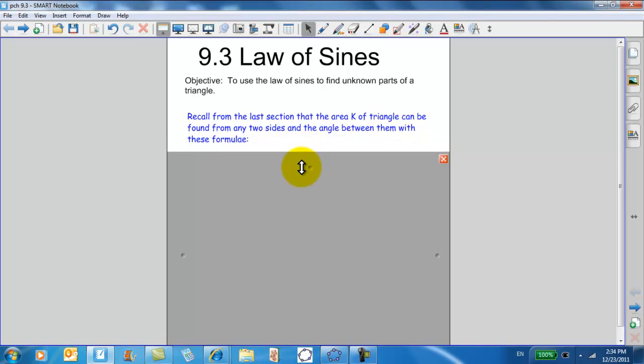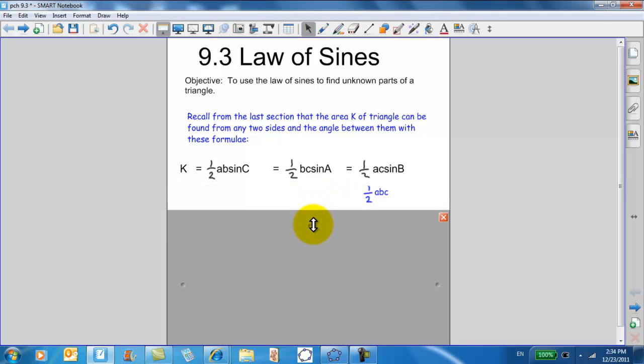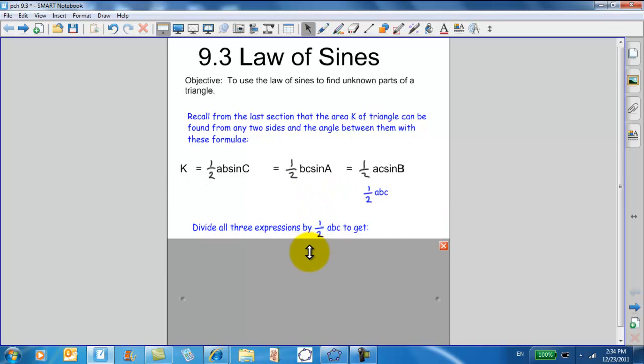We call it K, where K equals 1/2 the product of any two sides times the sine of the angle between them. So you could set it equal to 1/2 AB sine C, or 1/2 BC sine A, or 1/2 AC sine B. And then you can divide all three expressions by 1/2 ABC. Let's see what happens when we do that.